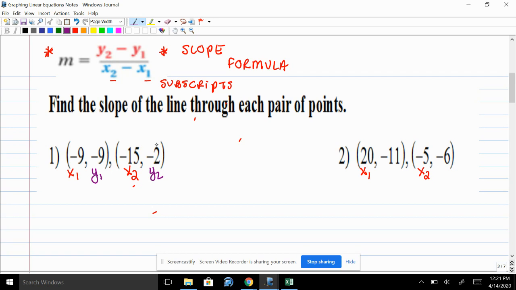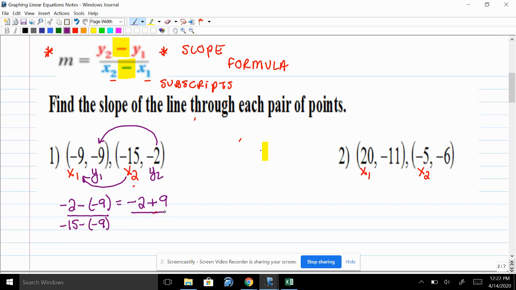So it's going to be Y2 minus Y1, which would be -2 minus a -9. Notice the double negative there. There's a minus sign built into the formula on the top and the bottom. So if you're subtracting a negative, a minus and a negative make a positive, which I like to call superplus, if you remember that. On top of x2 minus x1, which would be -15 minus -9. Same thing happens, right? I got another superplus. So on the bottom, I have -15 plus 9.